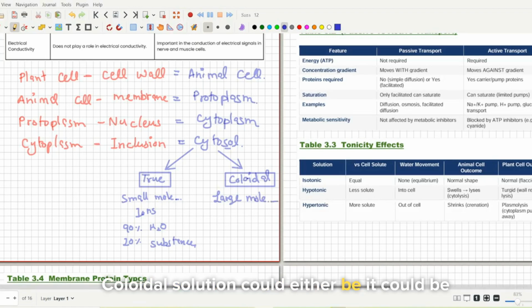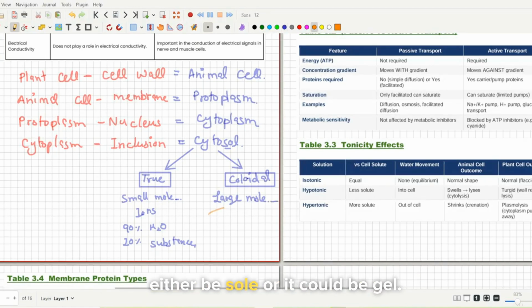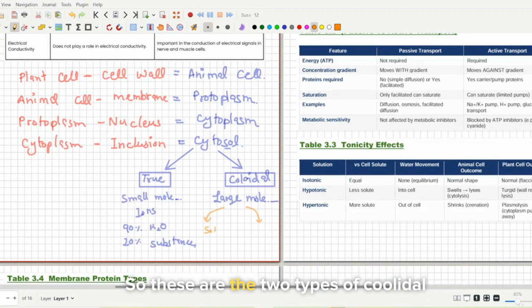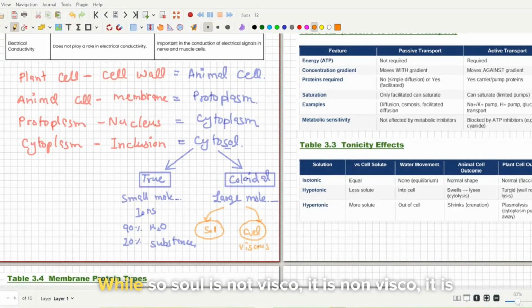Colloidal solution could either be sol or it could be gel. So these are the two types of colloidal solution. It could be either sol or gel. So sol and gel are really important. As you can see, what is gel? Gel is actually viscous or jelly like, right? While sol is not viscous, it is non-viscous. It is not a gel like structure.